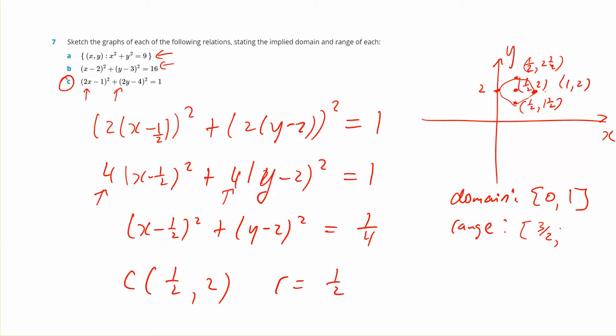Or 2.5, which is 5/2. Okay, so 3/2, which is the loss value, and the highest value is 2.5, which is 5/2. Okay. So hopefully that gives you an idea. And implied just means what's the natural domain.